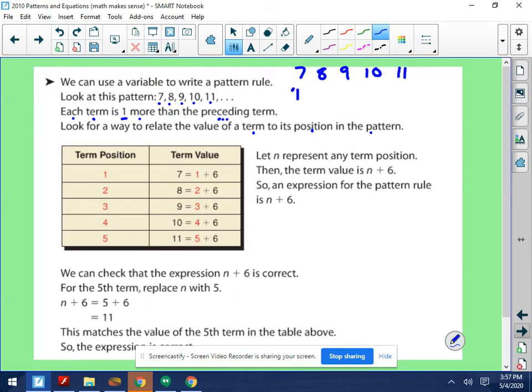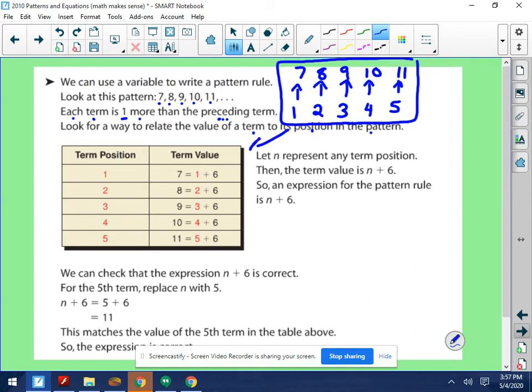is first? That's first. That's number 1. Which number is second? That's the second number in the lineup of numbers. This is the third number in the lineup of numbers. This is the fourth number in that lineup, and this is the fifth number in that lineup. Well, I can turn this information here into a t-table. That's what they've done over here.